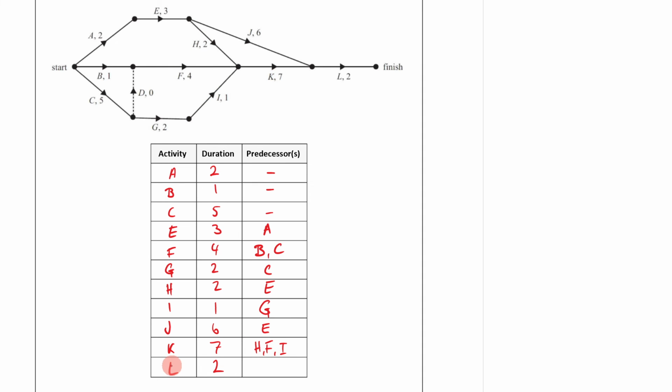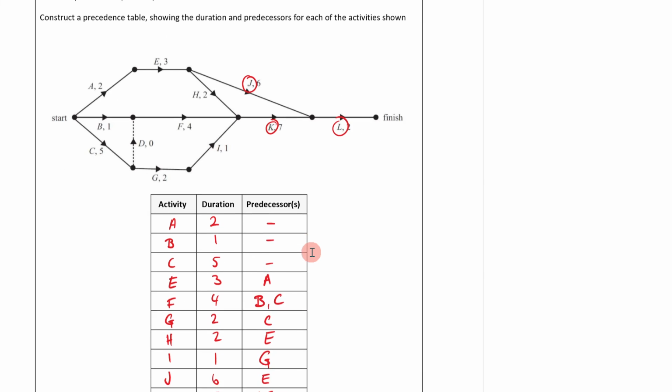Next, what is the predecessor of L? The predecessor of L is going to be K and J. Perfect. And just like that, we have done it. We have done everything that they have asked us to do there.